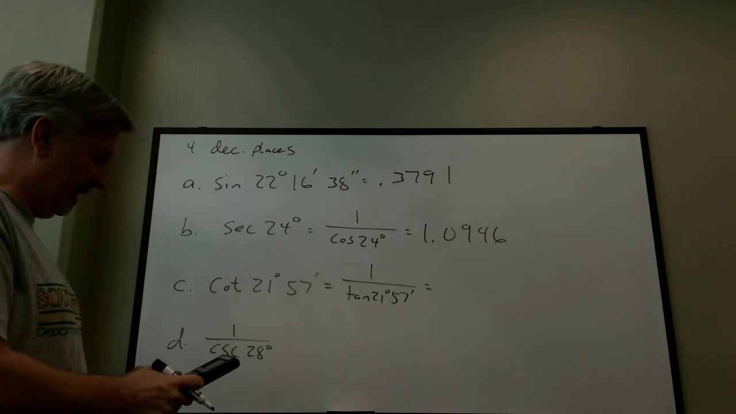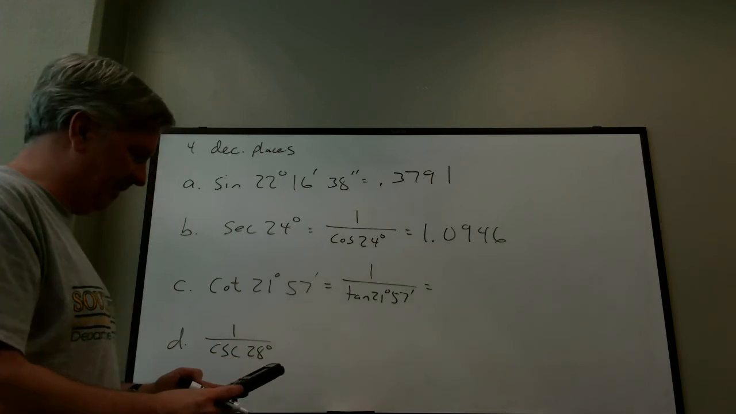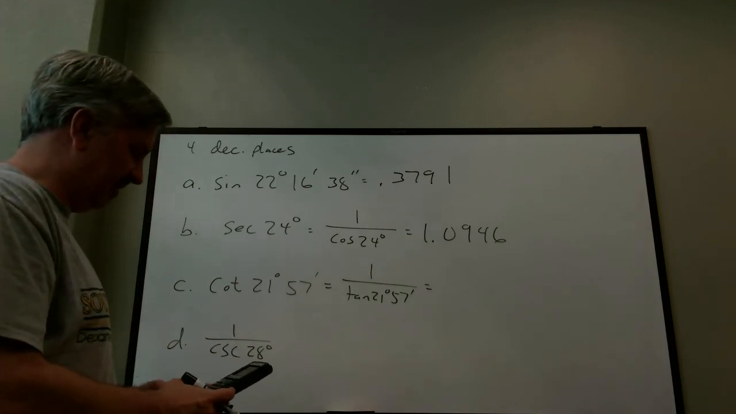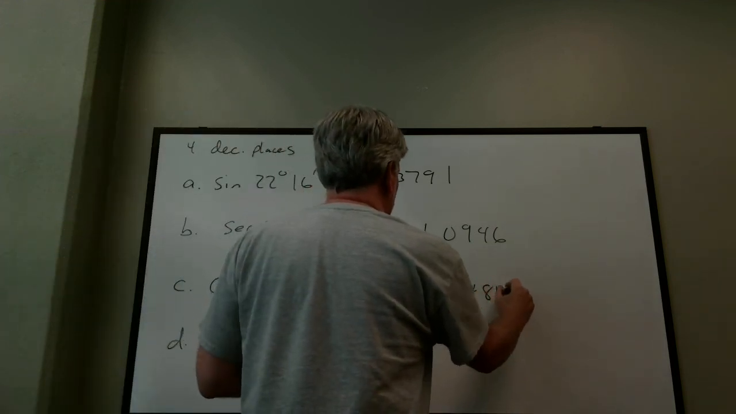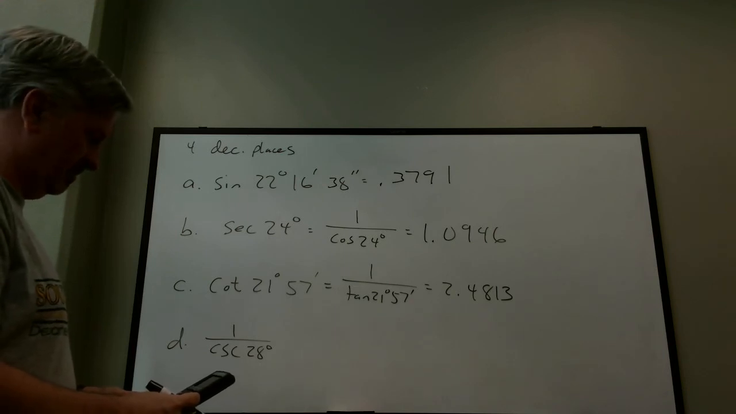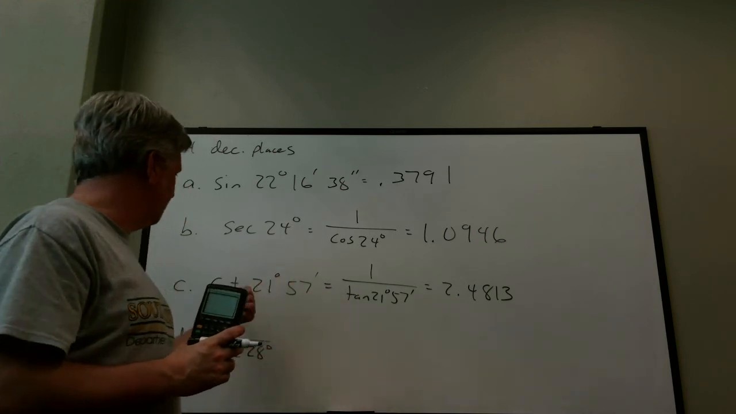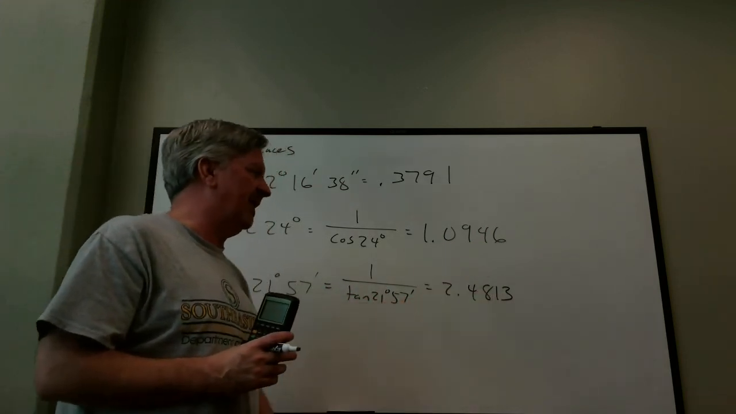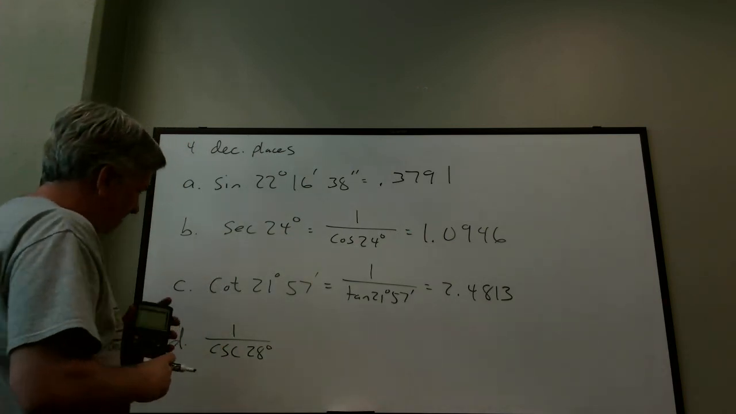1 over tan, but I'm going to rewrite this as, dividing by the 60 with the 57. 21 plus 57 over 60. And I'm getting 2.4813. Okay. Now, it's kind of silly to ask if this answer makes sense, because remember, tangent and cotangent can be, the range is any real number, so that wouldn't help me. Now, what about this last one?